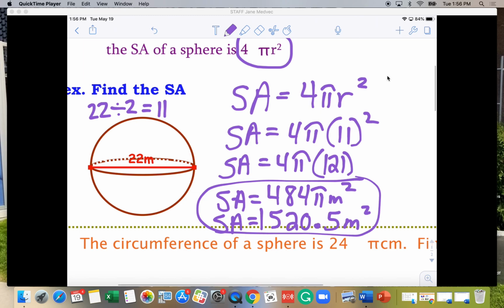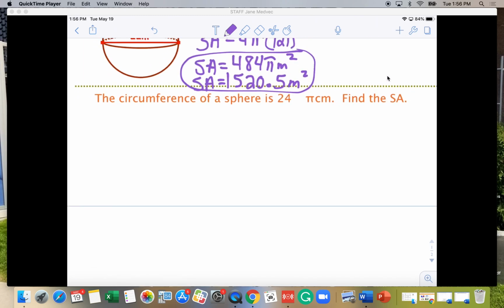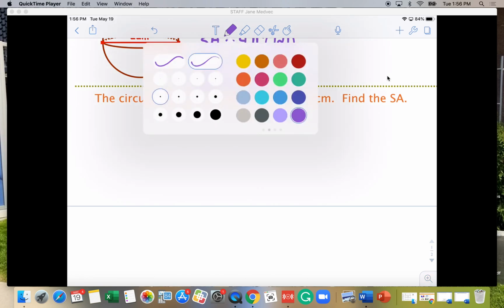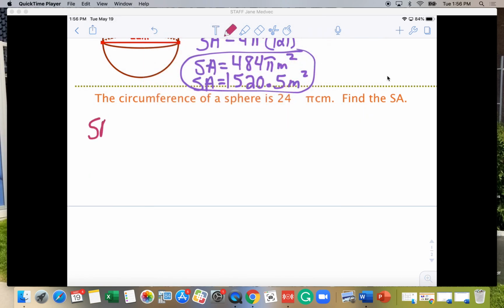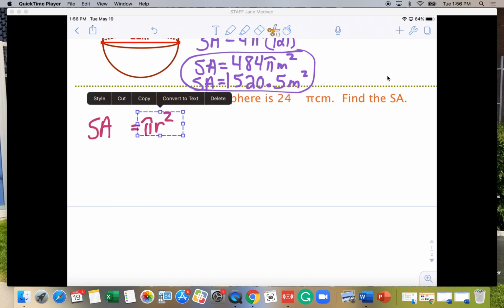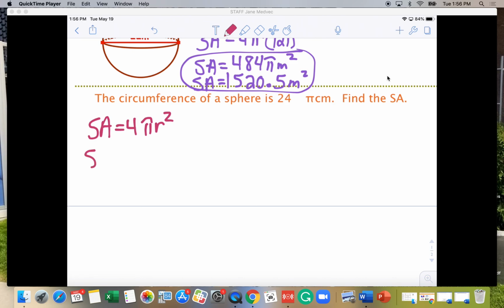Let's keep going. They want you to find the surface area of a sphere, but with this one they give you the circumference, so you've got a little bit more to do. Again, the surface area is pi r squared. I'm sorry, 4 pi r squared. I forgot to put the 4. So let's say you write it down and get going, and you're like, 4 pi, whoa, I don't have r squared. How do I do this?